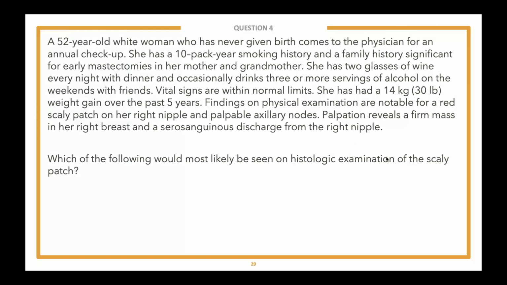Once again, the answer choices are covered up, and we will begin with the lead-in. Which of the following would most likely be seen on histologic examination of the scaly patch? We'll give all of you a few moments here to let us know in the question box how many steps you think this question will require. And then we'll read the lead-in.